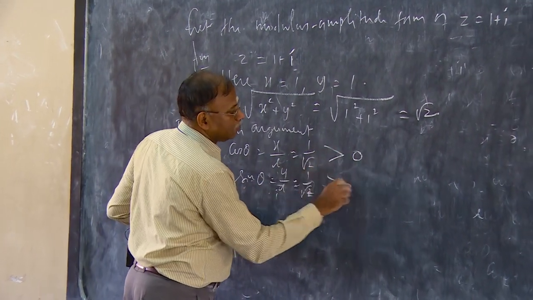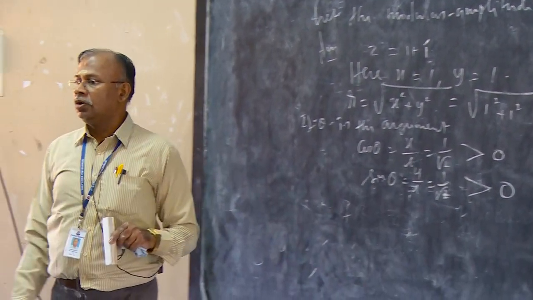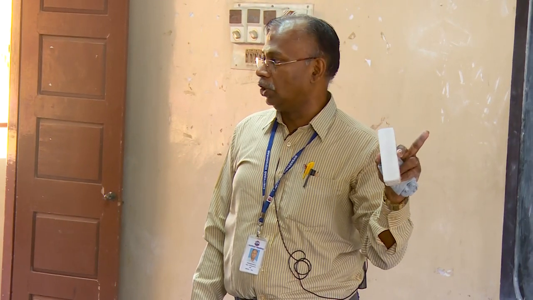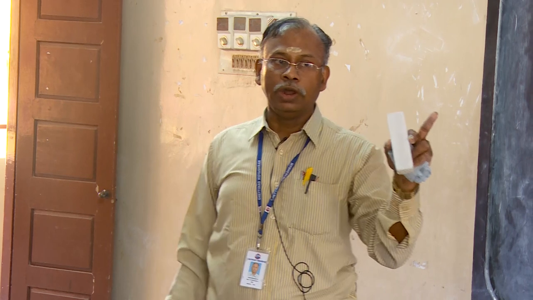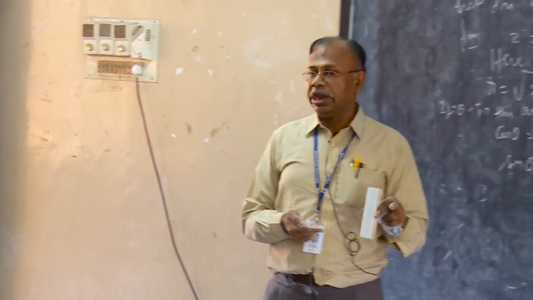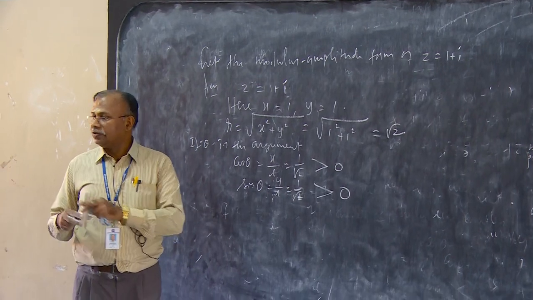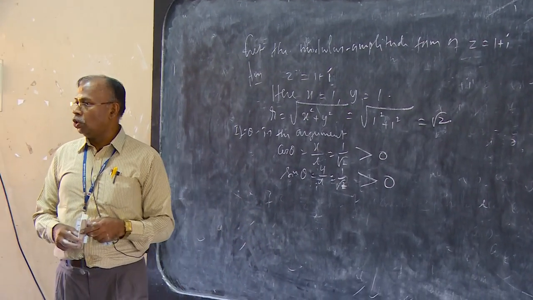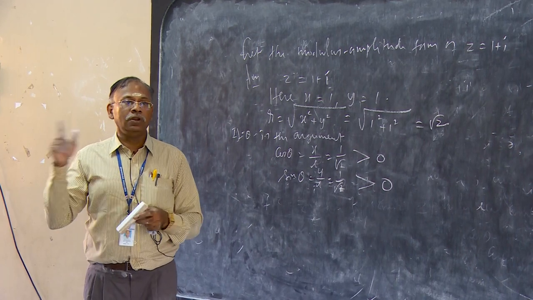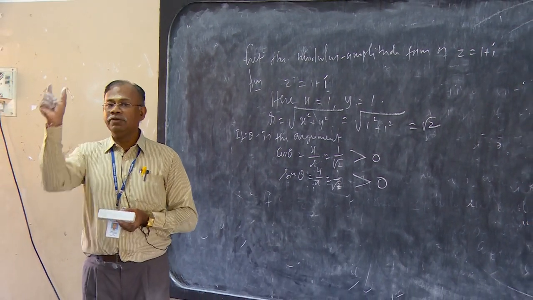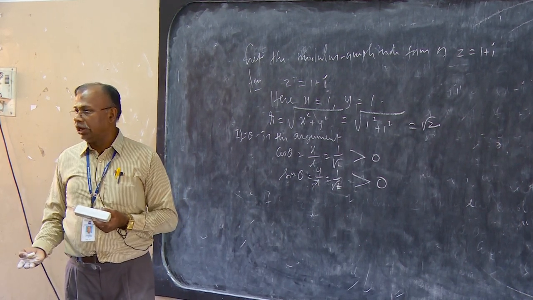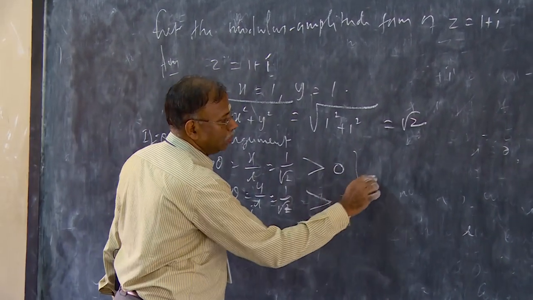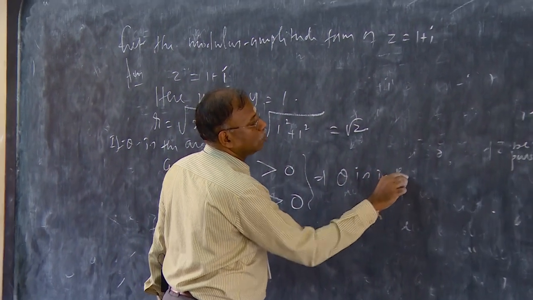This is positive as well as this is positive. Cos theta and sin theta are both positive only in the first quadrant. Because in the second quadrant, sin theta is positive, cos theta is negative. In the third quadrant, sin theta is negative, cos theta is negative. In the fourth quadrant, cos theta is positive, sin theta is negative. You know very well the rule, all silver tea cups, or all students take coffee, whatever it may be. The first letter will tell you in which quadrants which quantities are positive or negative. Now this implies theta is in the first quadrant.